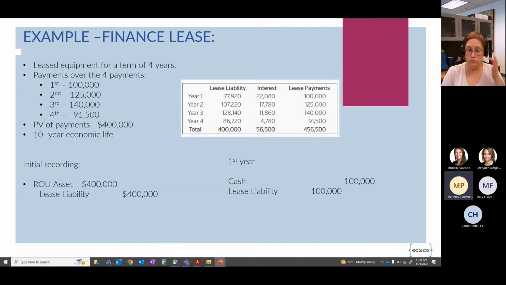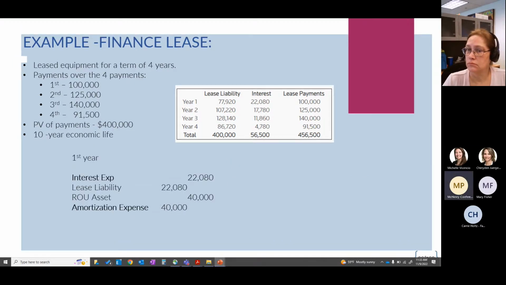And then for the first year, you'll see up above the payment was 100,000. So when that cash is paid out, obviously you would credit cash and you will debit the lease liability for that $100,000. Then for subsequent years, we'll just look at the first year. So I put the table up on top just so you could have those numbers.